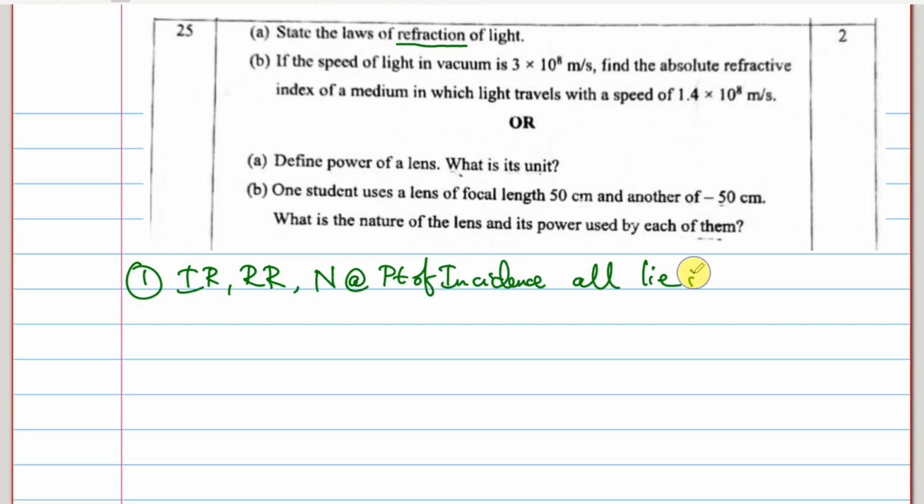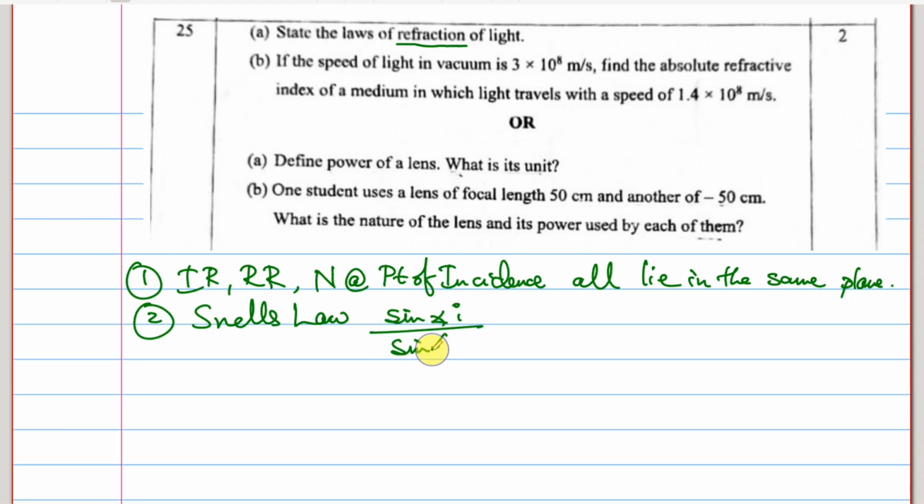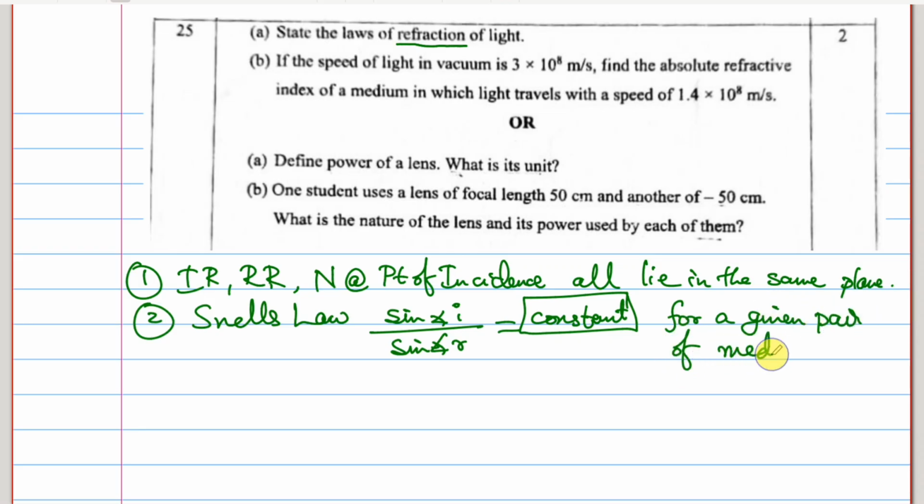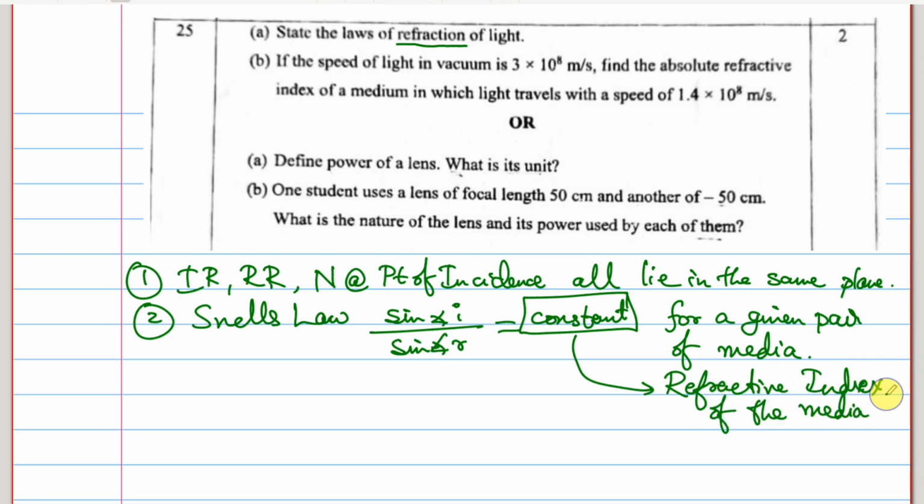All lie in the same plane. Second law of refraction is Snell's law, which states the ratio of sine of angle of incidence to the sine of angle of refraction is always constant, and this constant for a given pair of media is known as the refractive index of the media. So we have stated the 2 laws of refraction.